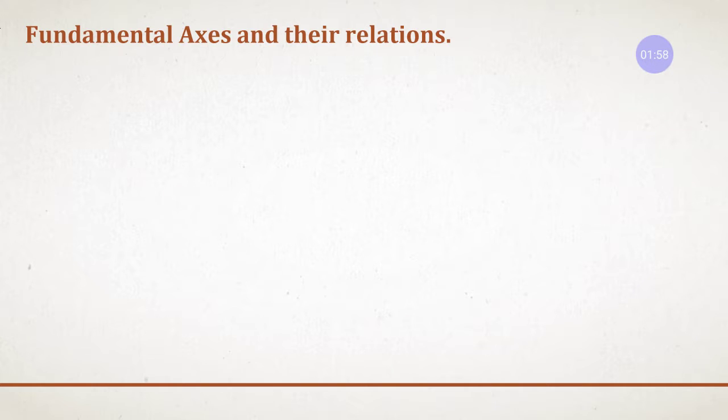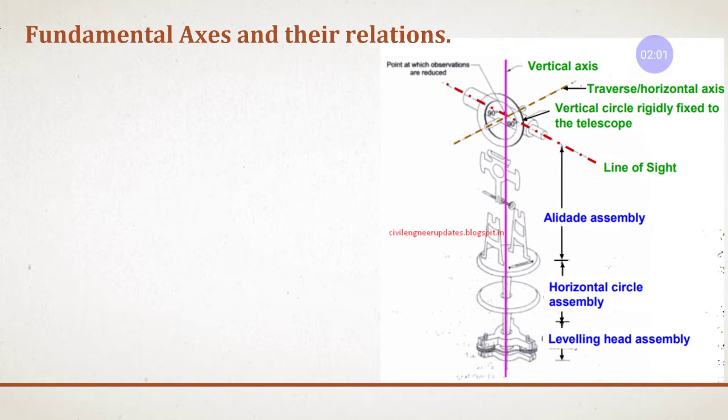Fundamental axis and their relation. These are the components that we have studied about the theodolite, but this is shown in a different staged manner. It has been opened up and shown. You can see a vertical axis here. The pink color line which you can see is the vertical axis.